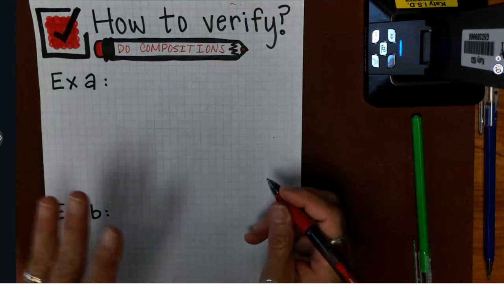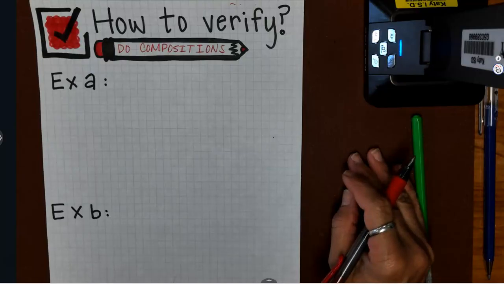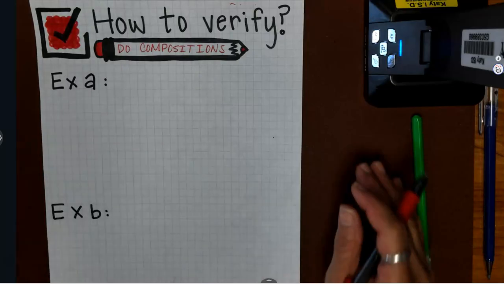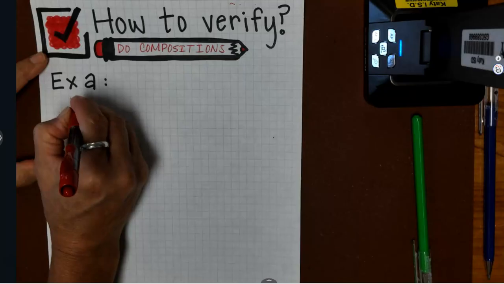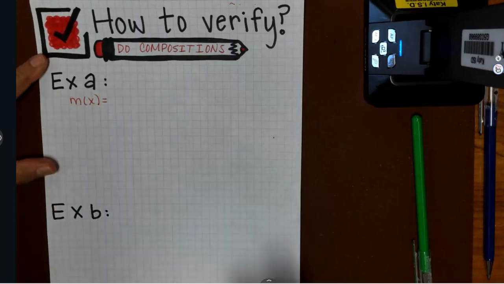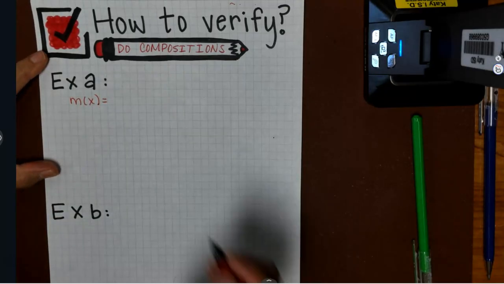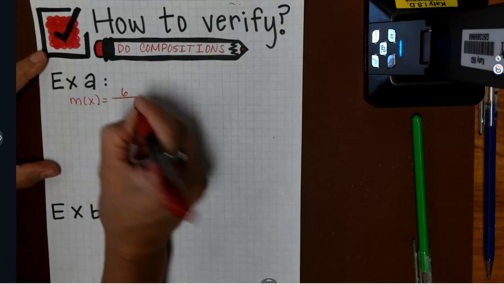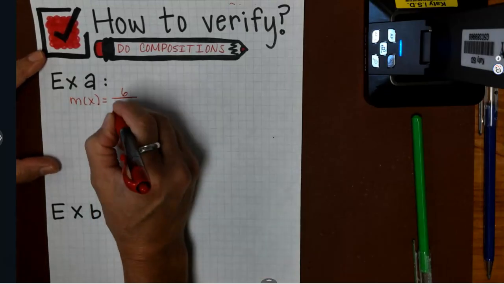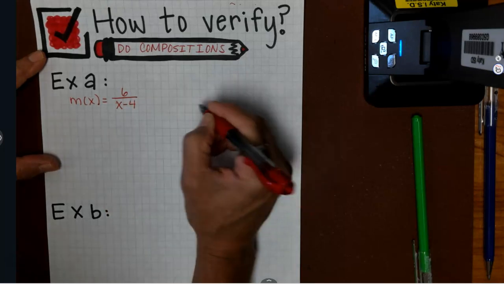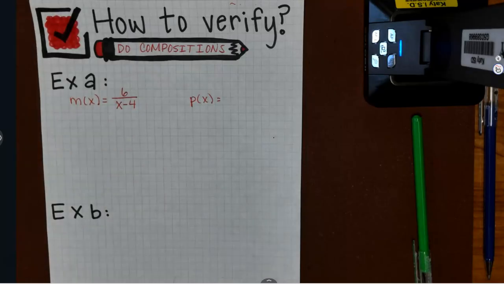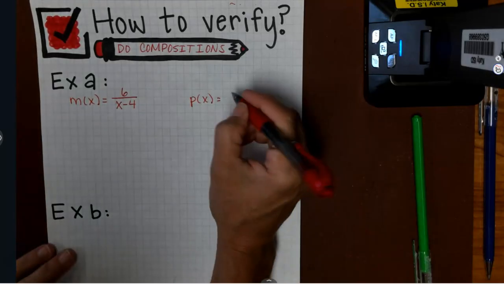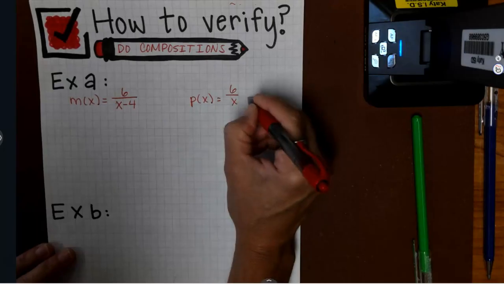All right. So I'm going to give you an example where it's not an inverse. Then we're going to do an example where it is an inverse. Then we're going to go back and fill out the purpose on that first page. So please write m of x. And m of x is going to equal 6 over x minus 4. And then we're going to have p of x. And p of x is going to equal 6 over x plus 5.